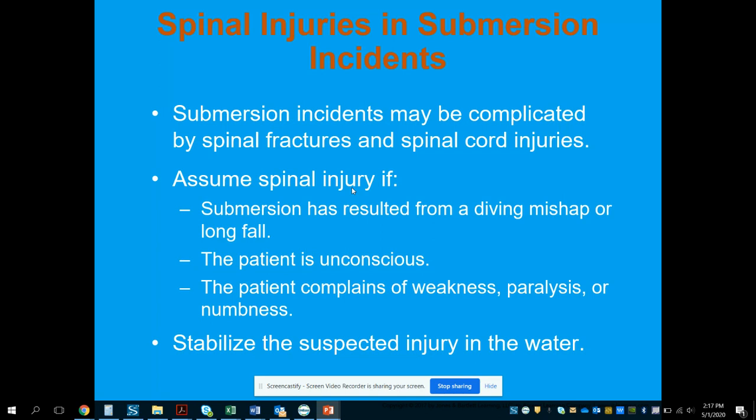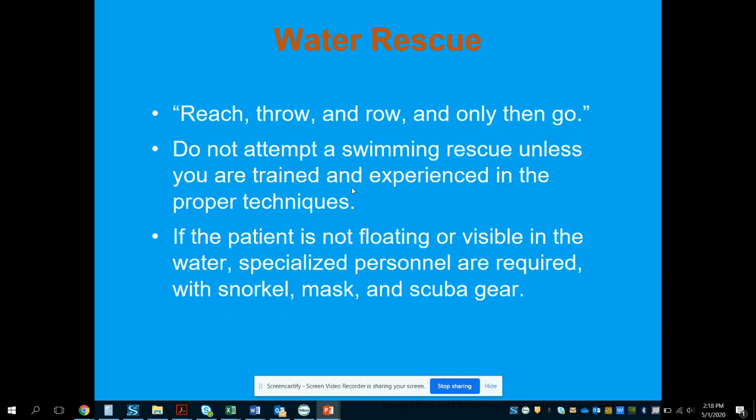So spinal injuries in a submersion incident, this could be complicated if the submersion has resulted from a diving mishap or a long fall, if the patient is unconscious, or if the patient complains of weakness, paralysis, or numbness. All of these are concerns that we would need to stabilize the spine, and we would do that in the water. And so I will try to post a video of backboarding a patient in the water so you can kind of see that. Most backboards will float, so you just need an adequate number of personnel, whether you're in a pool or the lake or whatever it is, to be able to put the patient right on the backboard.